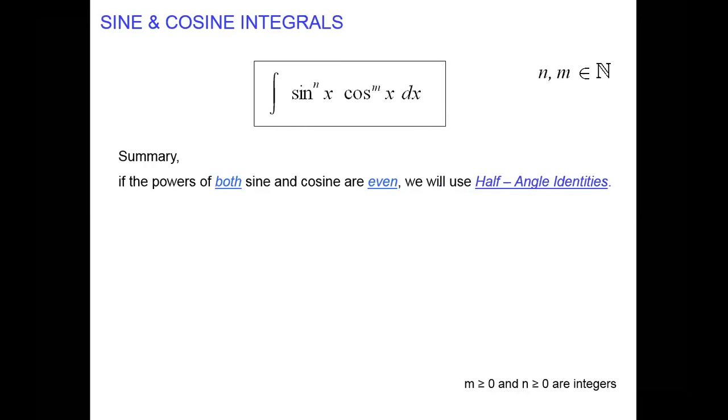And now we will have a few cases. In the first case, if both of the numbers are even, like 2, 4, 6, and so on, we have to use the half angle identity. We have no other way to simplify or to integrate this.